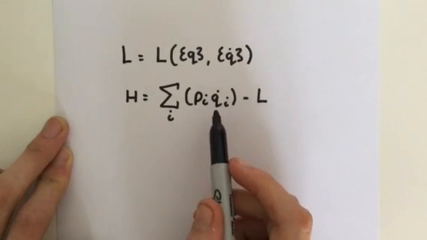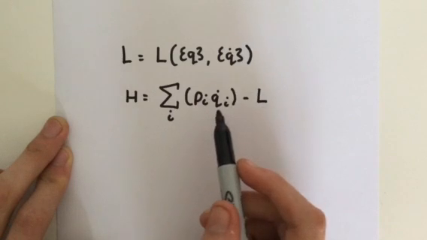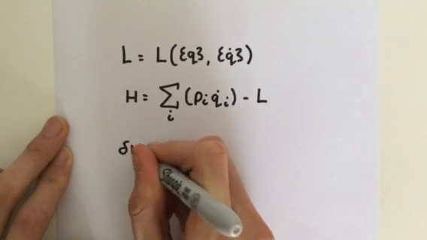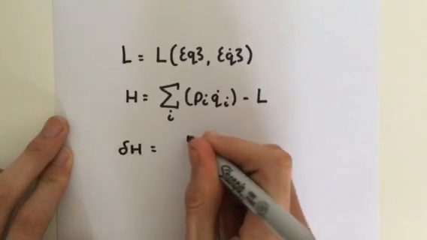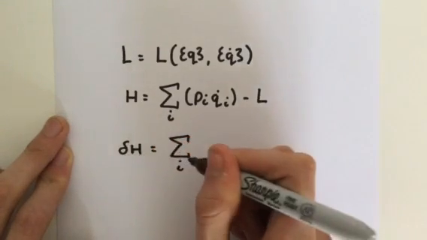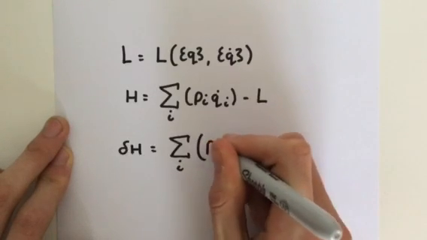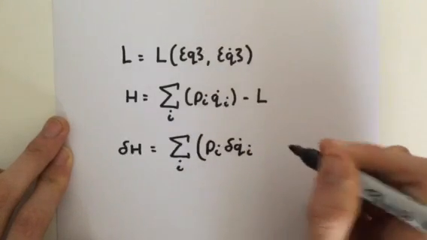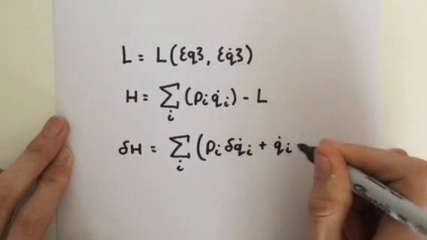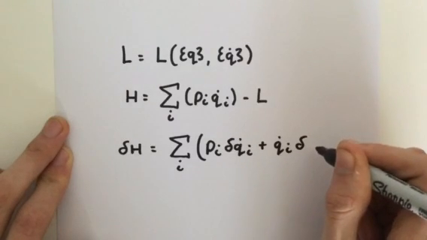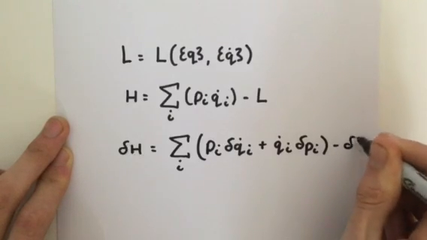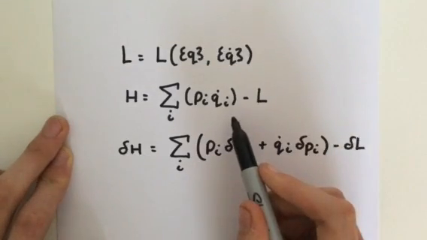So Hamilton's equations look at change. In order to derive them, it makes sense to work out the change in the Hamiltonian. Using our definition above, the change in the Hamiltonian is simply going to be our normal sum over i of p_i times the change in q dot i, and then we add q dot i times delta p_i, like so, and then we minus the change in the Lagrangian, just using the definition we have up here.